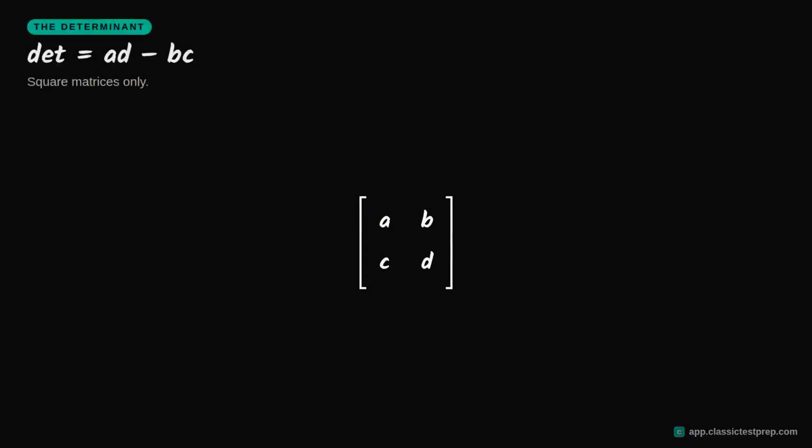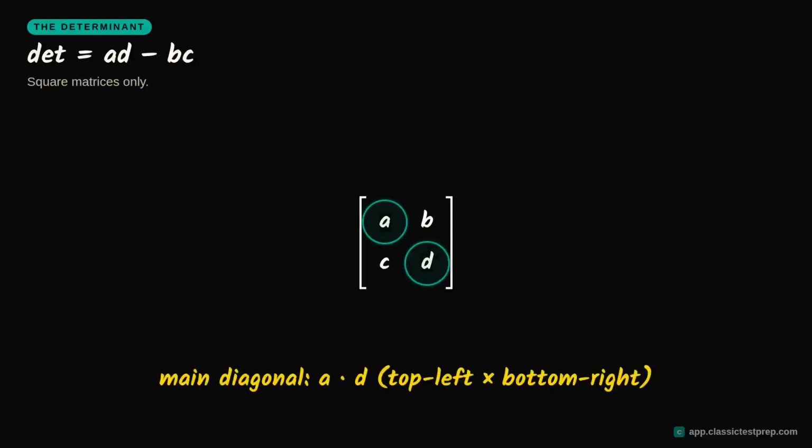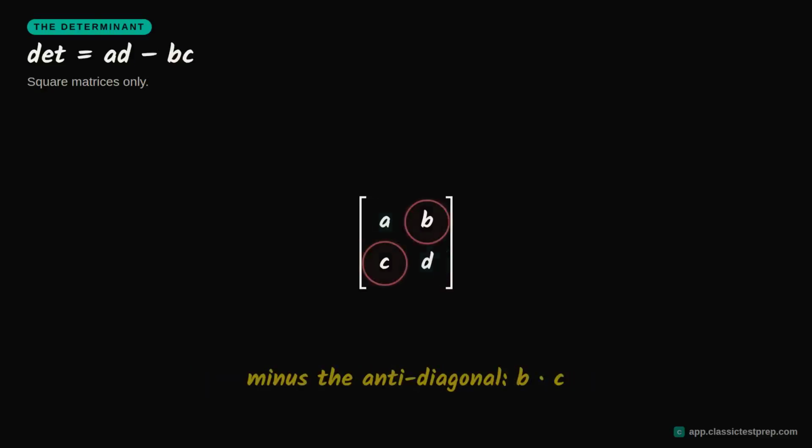The last topic we want to talk about is the determinant, and this is only a concept that applies to square matrices. So for a 2-by-2 matrix, which is what you'll almost always see, the determinant is very simple. It is just given by AD minus BC. So you multiply the main diagonal, which is A times D, minus B times C. So the top left times the bottom right, minus the top right times the bottom left.